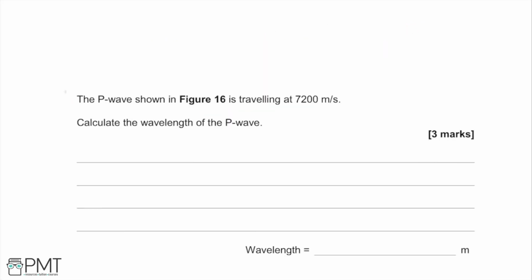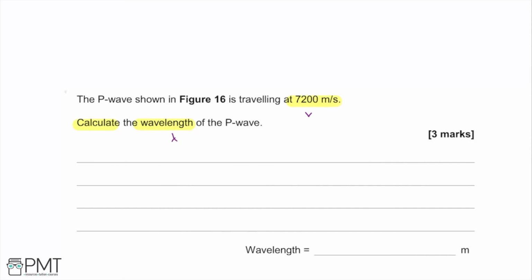So here I'm told that the P wave shown in figure 16 is travelling 7,200 metres per second, and I'm asked to calculate the wavelength of the P wave. And I can see that this question is worth 3 marks, so I'm going to be looking to show all of my work along the way to make sure I pick up all of these marks throughout the question. Now I can tell here I'm working with the wavelength, so lambda, and the speed at which it's travelling, which is v for velocity.